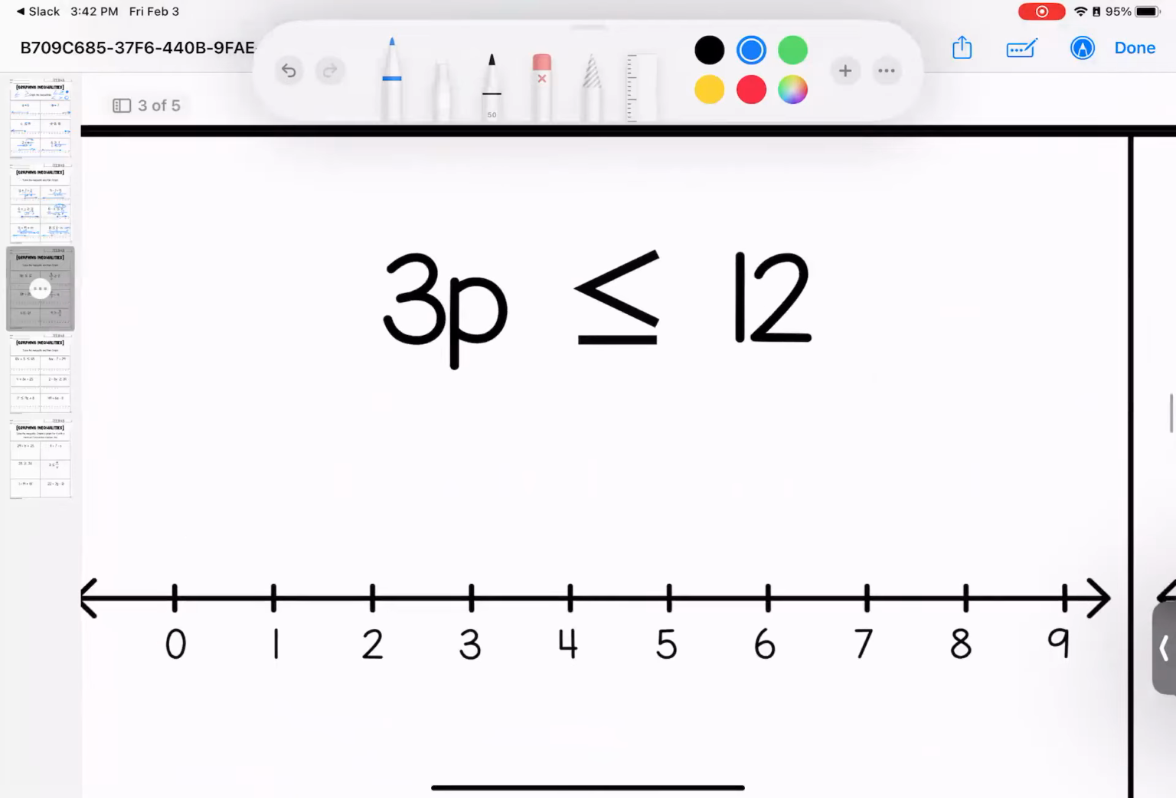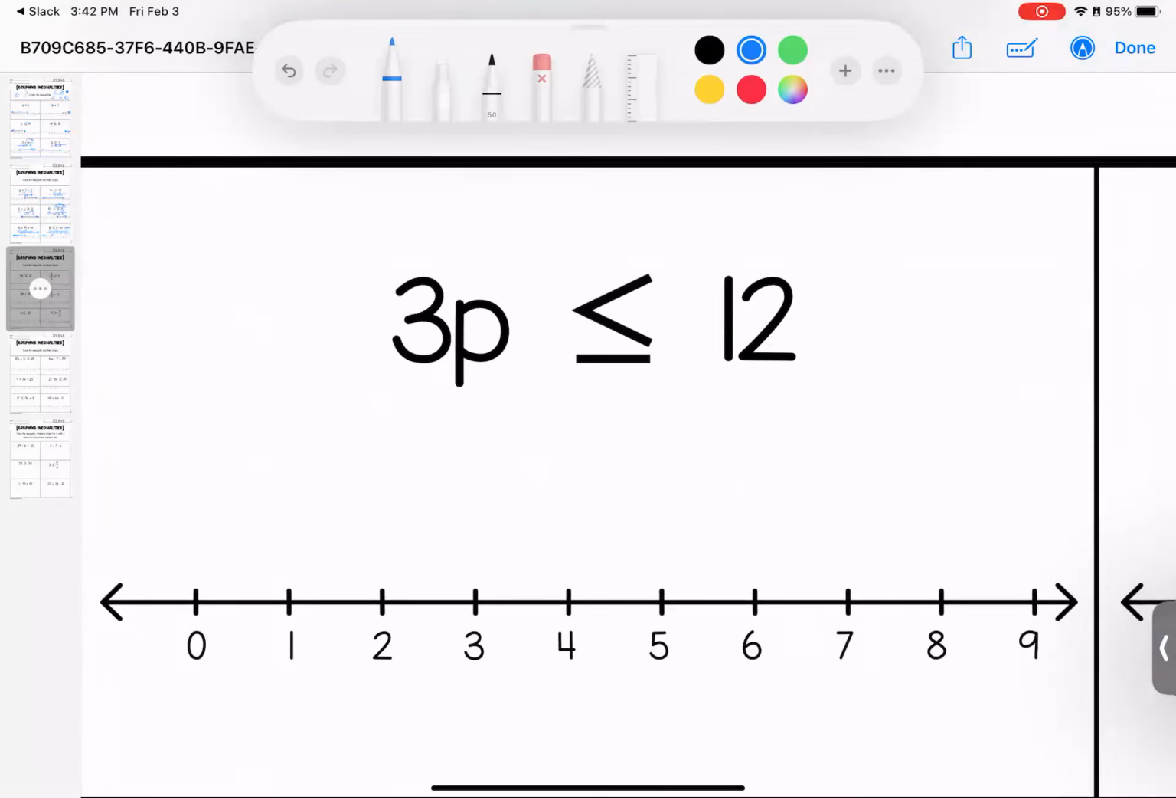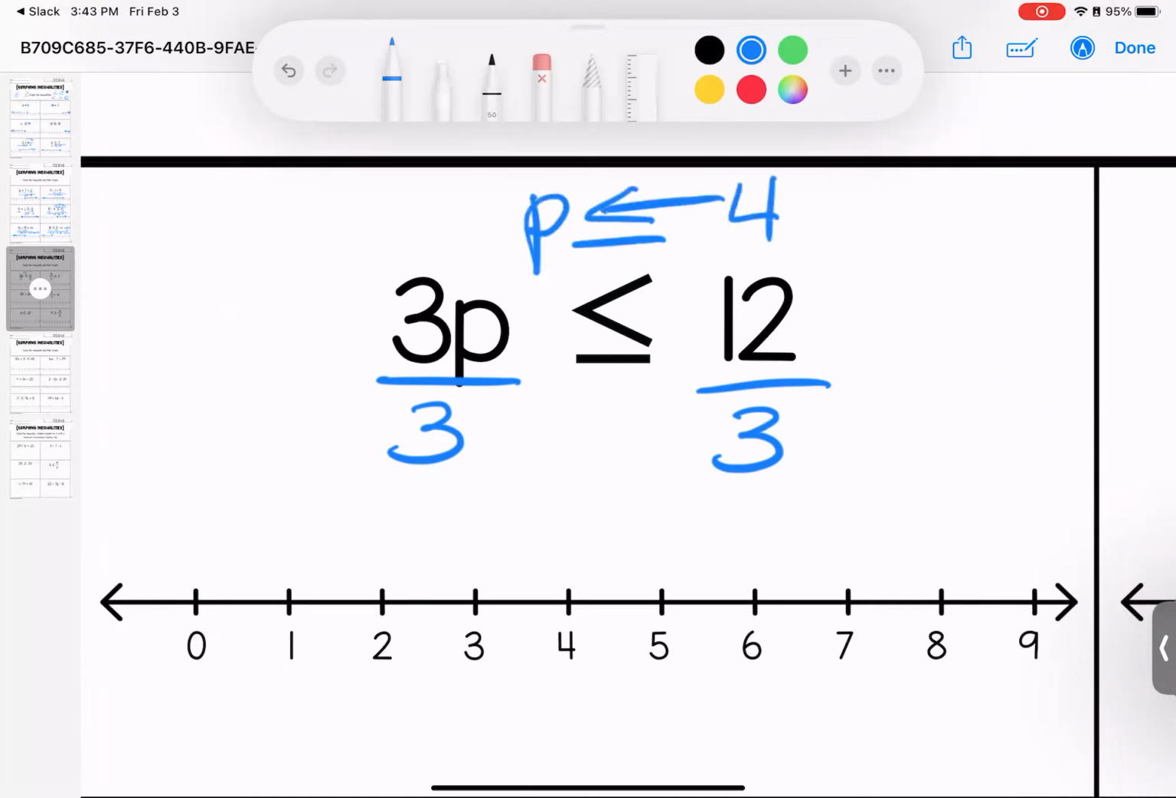All right, let's graph. Sticky numbers, I divide. Remember when we have to divide by a negative number or multiply by a negative number, we are going to flip our sign. So when I divide both of these by 3, I get P is less than or equal to 4. P is on the left, so life is good.